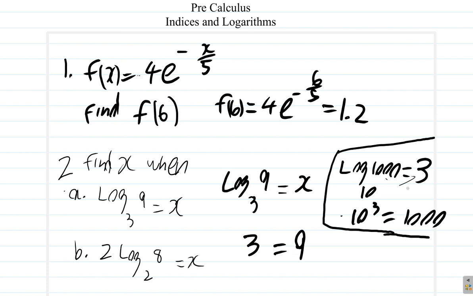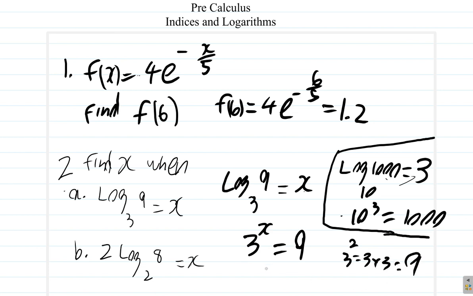In logarithmic form, the answer was 3. Now it becomes the exponent right here. You say to the power of 3. So here the answer was x, so here it says to the power of x. Now 3 to what power gives you 9? Remember now, you could say 3 to the 1 is equal to 3, so it's not 1. Let's try 2. 3 to the power of 2 is equal to 3 by 3, which is 9.